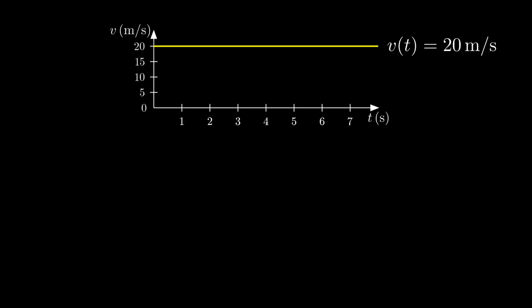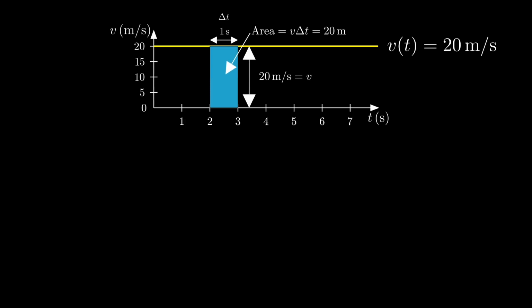The displacement of the car is represented by a rectangle that is 1 second wide and 20 meters per second high. Multiplying 20 meters per second by 1 second, we can interpret this as the area of the rectangle. This area is 20 meters and is the distance that the car travels every 1 second of elapsed time.